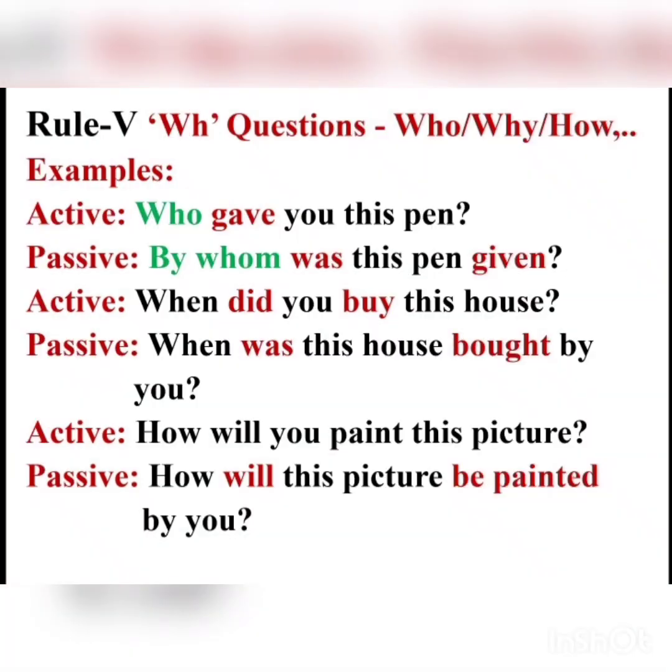Now we shall study how to change WH questions into passive form. Let us move on to the examples. Who gave you this pen? Here the subject is you, gave is the verb, this pen is an object. You should change who into by whom. By whom was this pen given? Because the past participle form of give is given, it is in the past, and since pen is singular, we are using was.